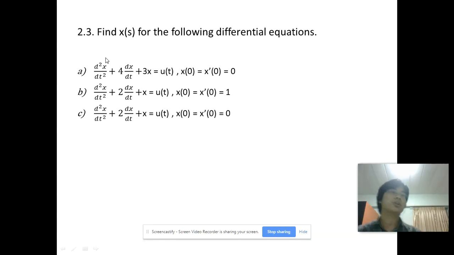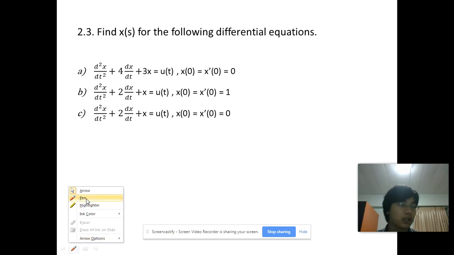Now I'm going to show how to find X(s) for the following differential equations. And now I'm going to use the Laplace transform to solve these three problems. Before we start, we need to know the first derivative of the Laplace transform and second derivative. I'm going to write them down here.